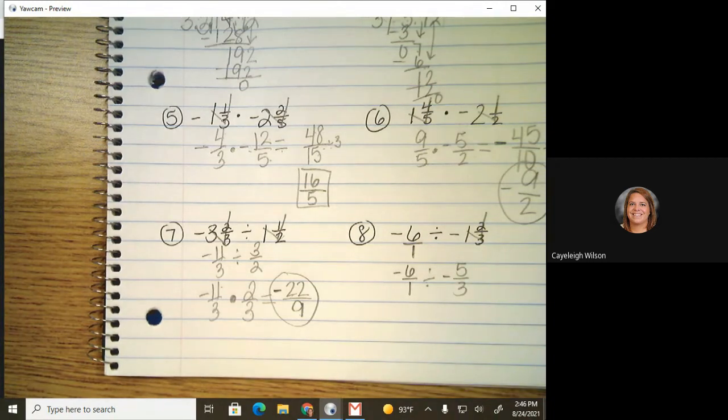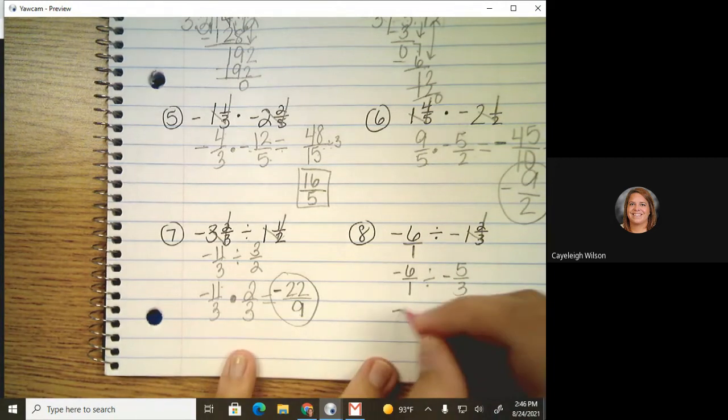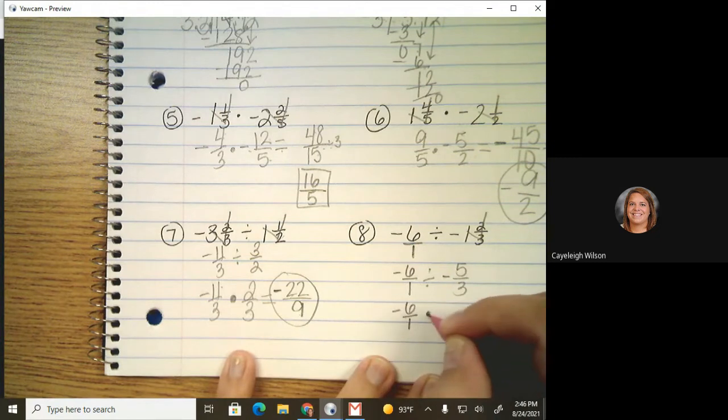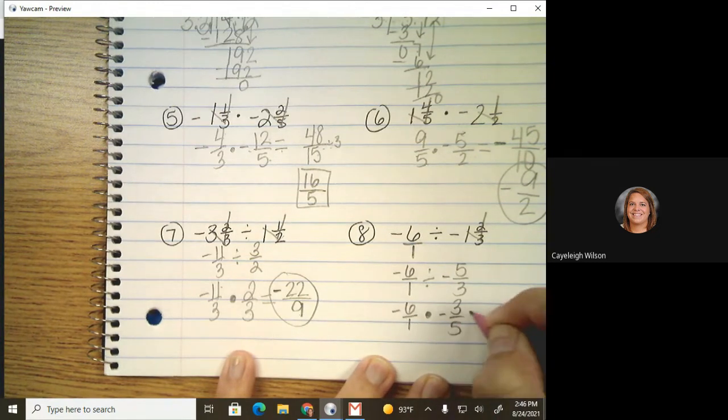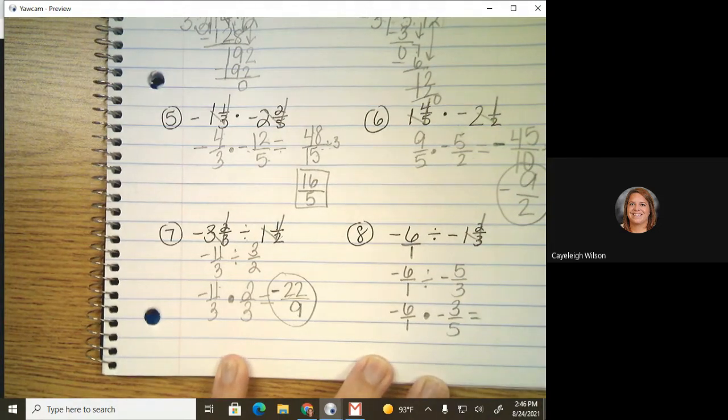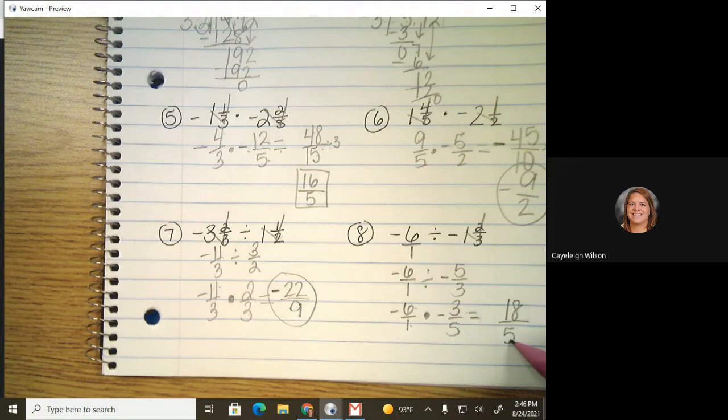After I change it, then I keep, change, flip. So that -6 over 1 is going to keep. I'm going to change it to multiplication, and I'm going to flip the second fraction. So I multiply straight across the top. So 6 times 3 is 18. Straight across the bottom, 1 times 5 is 5. And a negative times a negative is a positive. And 18/5, 18 is not divisible by 5, and 5 is just 1 and 5, so that does not reduce.